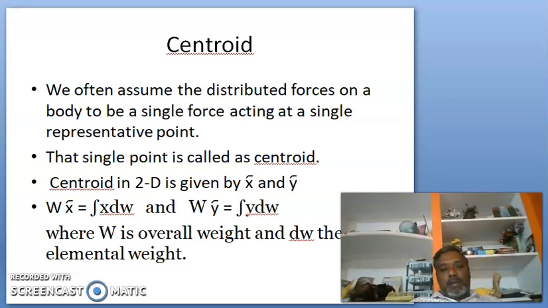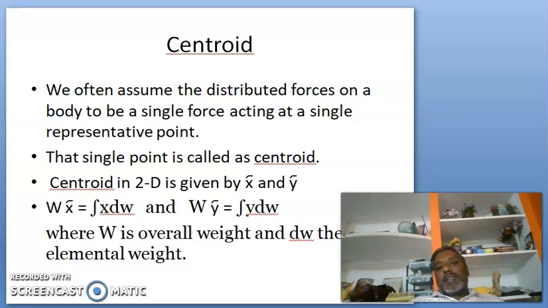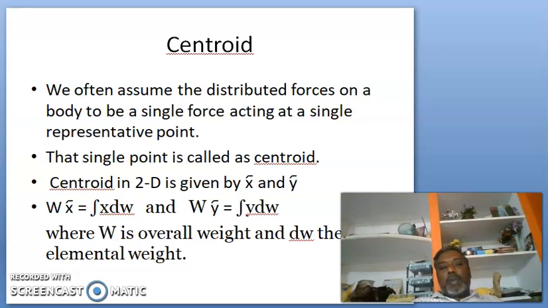When we consider the weight of a body, W into x bar is equal to integral of x dW, and W into y bar is equal to integral of y dW, which can be conceived from the very basic principle. Here capital W is the overall weight and dW is the elemental weight. With this basic concept, if we divide integral x dW by capital W and integral y dW by capital W, we get x bar and y bar for a mass or a volume.